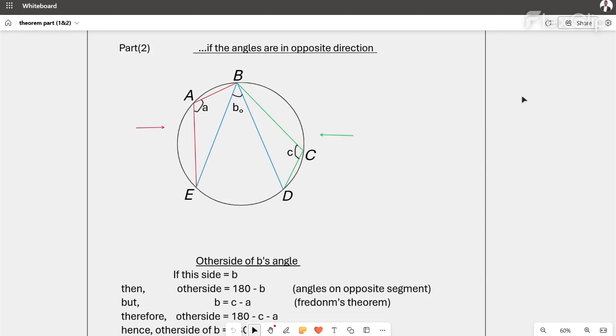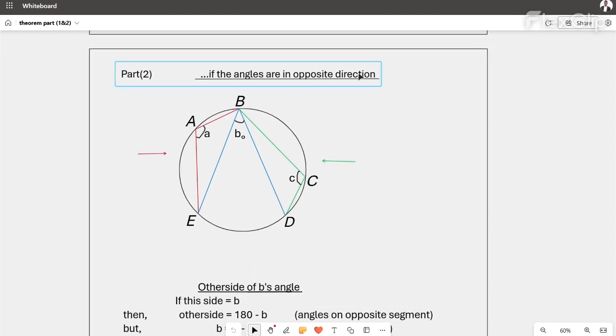In today's video, we'll be looking at Fredom's theorem part 2, and by the end of this video, you will learn how the theorem works when the angles are facing opposite directions. So stay with me in this video as we do this together.